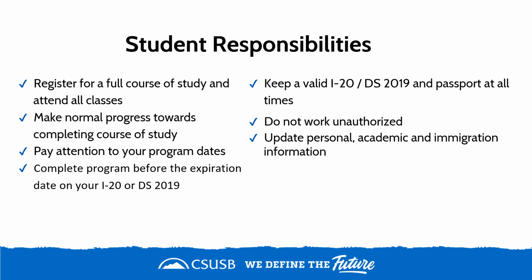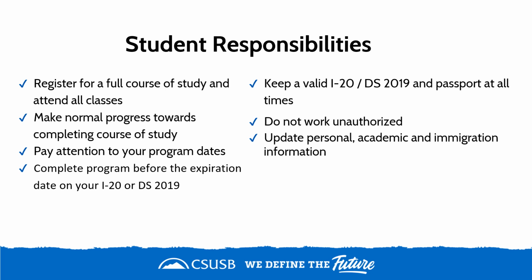Pay attention to your program start and end dates and request an extension if necessary. However, it is recommended that you complete your program before the expiration date listed on your I-20 or DS 2019. Make sure your I-20 or DS 2019 and your visa and passport are always valid. Do not work in the United States or get paid for any service without authorization. Doing so will violate the law. As you change contact information such as emails, phone numbers, or addresses, make sure you update iCoyote, the USCIS, and the ISS team.